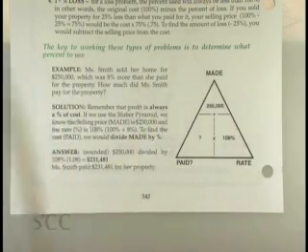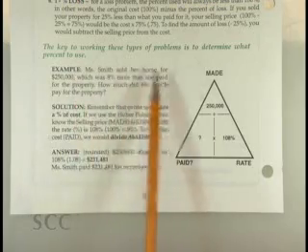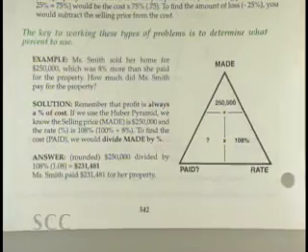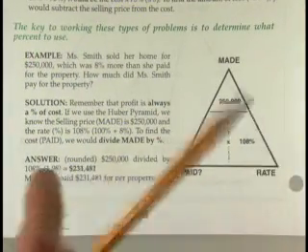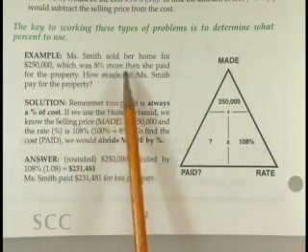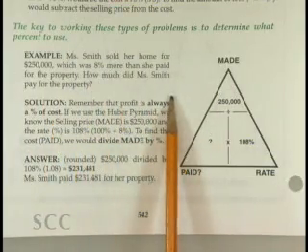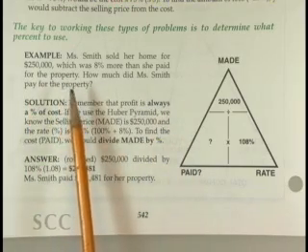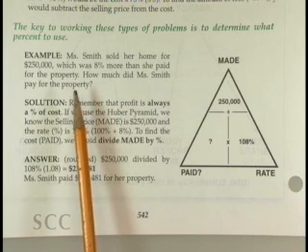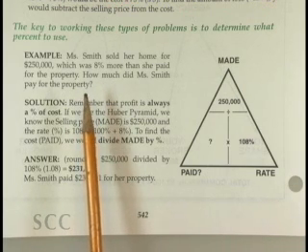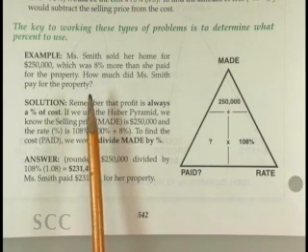But here's what's happening. Ms. Smith sold her home for $250,000. Let's see if we can blow this up so we can see it better on TV here a little bit. Ms. Smith sold her home for $250,000, which was 8% more than she paid for it. By the way, knowing these problems is critical to being able to solve the problems on the exam that I give you. So when you read the problem here and understand how this works, you'll know how to approach the problem on the exam.